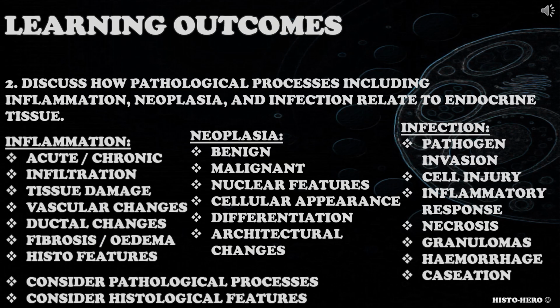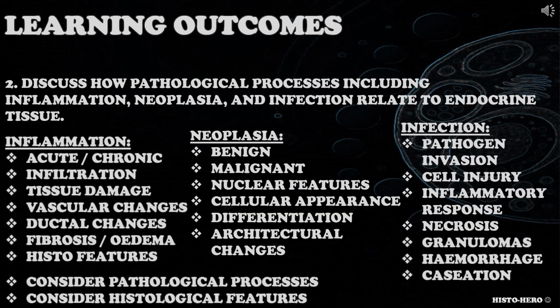The second learning outcome is for the candidate to discuss how pathological processes including inflammation, neoplasia, and infection relate to endocrine tissue. How does inflammation relate to endocrine tissue? Consider acute and chronic inflammation, cellular infiltration, tissue damage, vascular changes, fibrosis. In thyroid consider follicular destruction, in pancreas consider acinar cell injury, necrosis, edema, ductal changes.